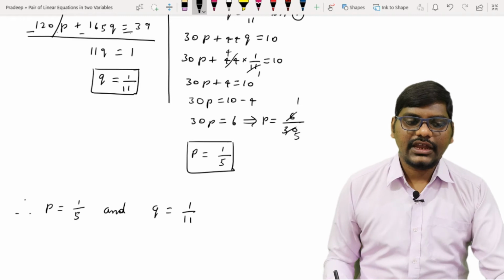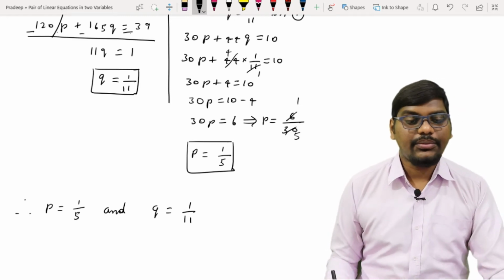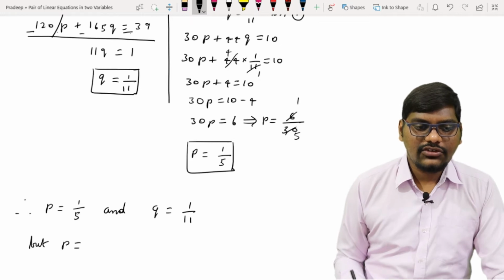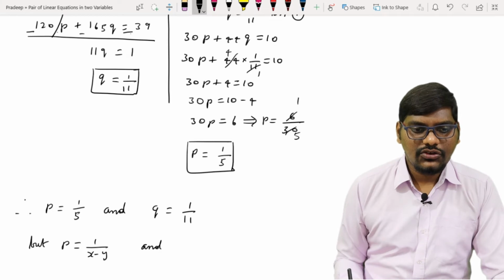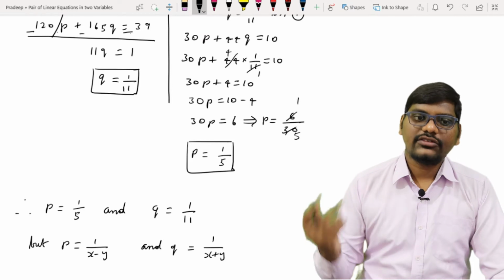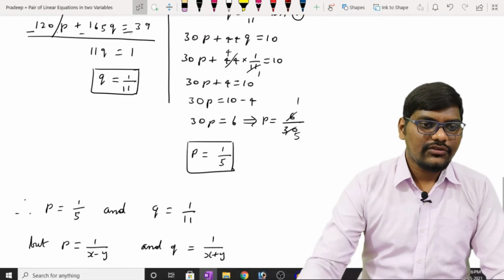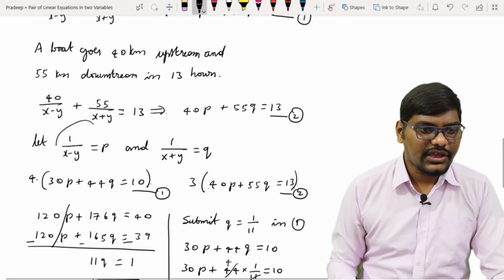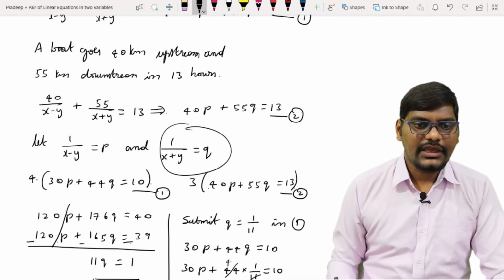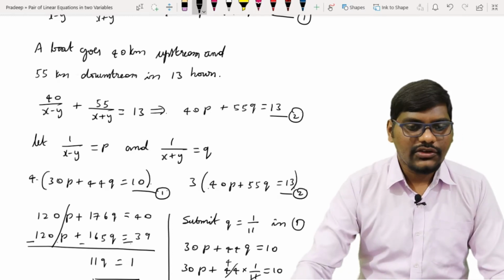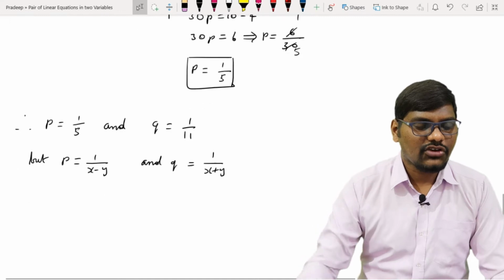But p and q are actually what we have taken: p is 1/(x-y), and q is actually 1/(x+y), as we have taken above. We have just represented them. Here you can observe p is 1/(x-y) and q is 1/(x+y). We just made it simple so that we can easily solve it. So we'll take the values back and solve it.